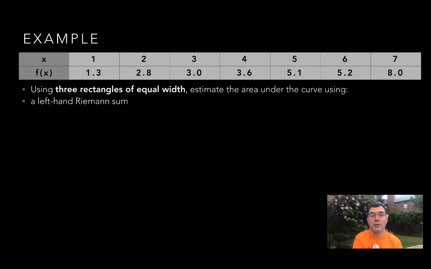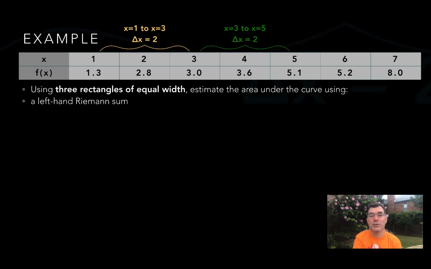The fact that I'm using rectangles of equal width is important because the x's go from 1 to 7, which is a width of 6. If I want the rectangles to have equal width, then they all have to have a width of 2. So the first rectangle is going to go from x equals 1 to x equals 3, because that has a width of 2. The second rectangle is going to go from x equals 3 to x equals 5, and the third one is going to go from x equals 5 to x equals 7. All of those have a width of 2.